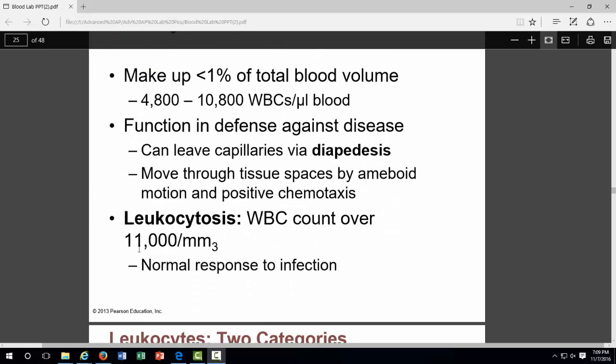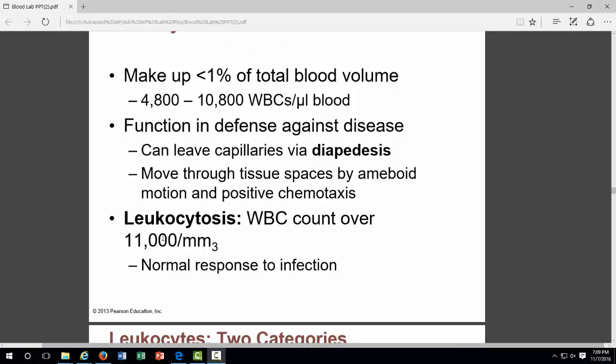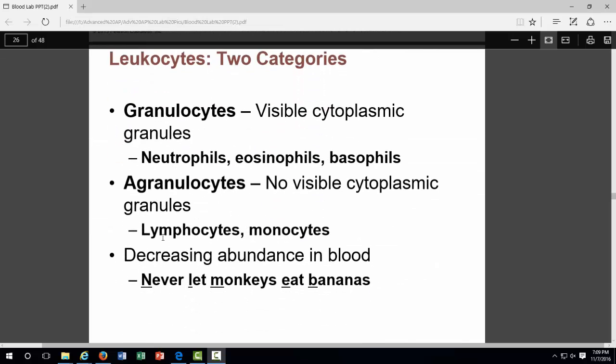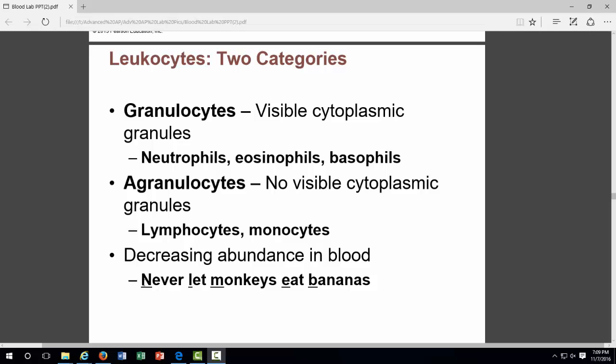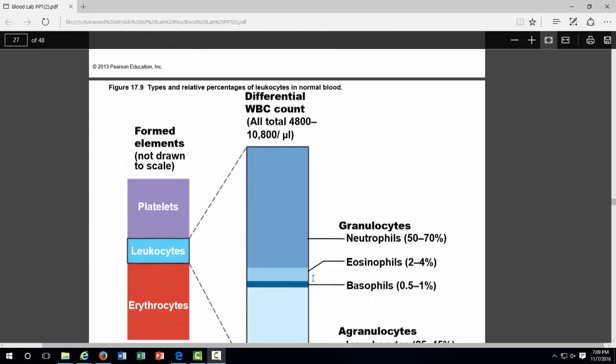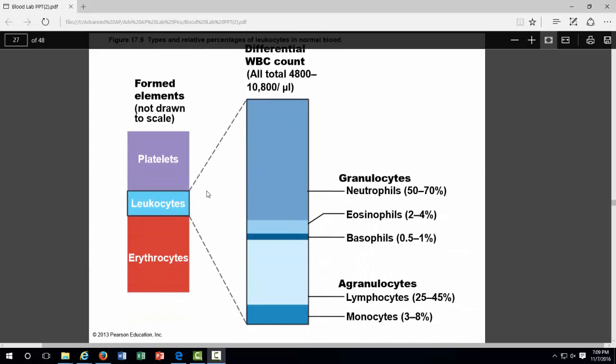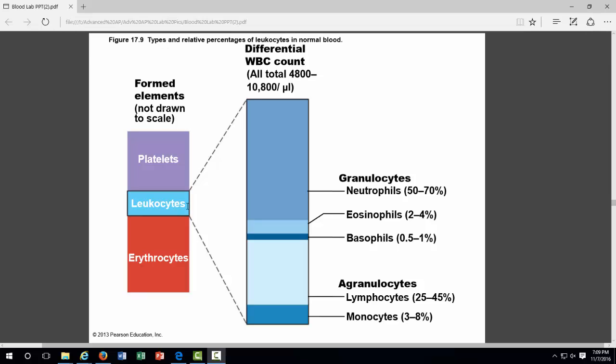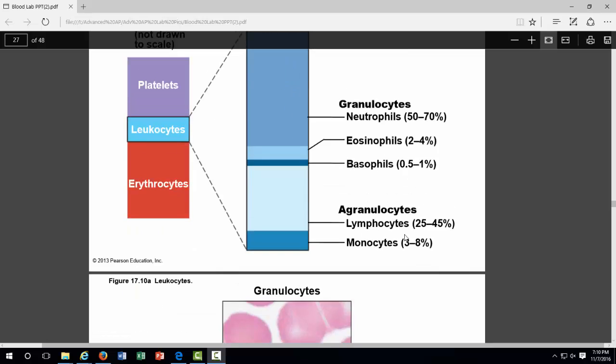Leukocytosis, we talked about. Anything over 10,000 is what your lab book says. Your textbook says 11,000, so 10 to 11,000 is acceptable for answers. And the names of the different white blood cells are easy to remember if you say never let monkeys eat bananas. So neutrophil, lymphocyte, monocyte, eosinophil, and basophil. So never let monkeys eat bananas. This just gives an example of what a differential is. So there's that 1% of the white blood cells split out into the different white blood cells for a differential.